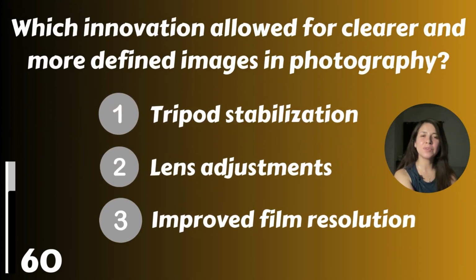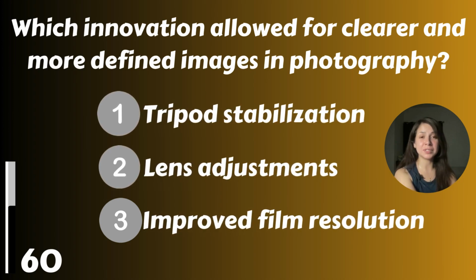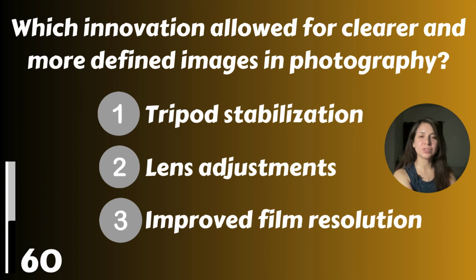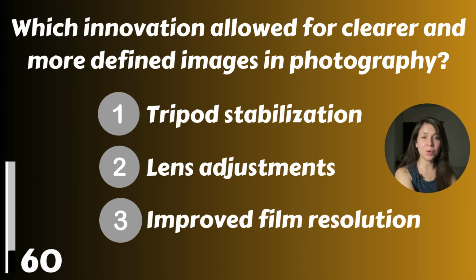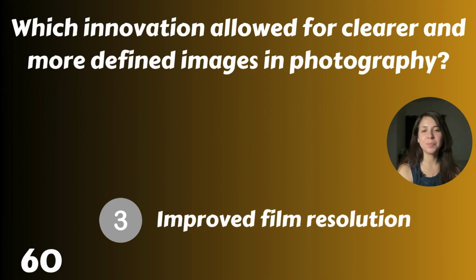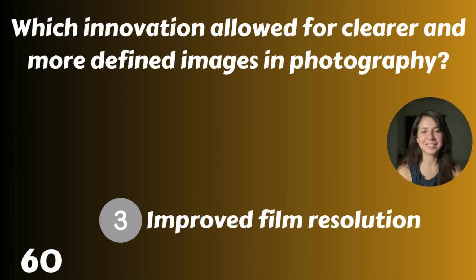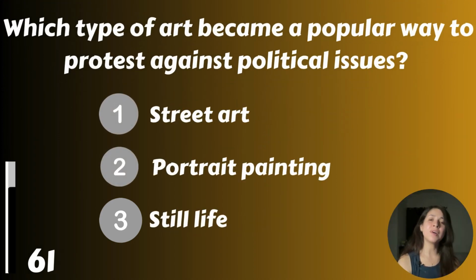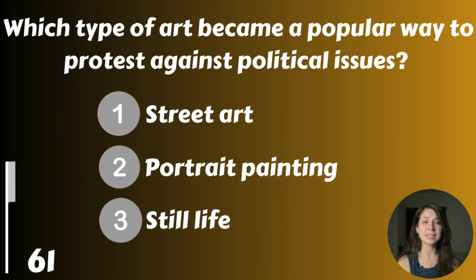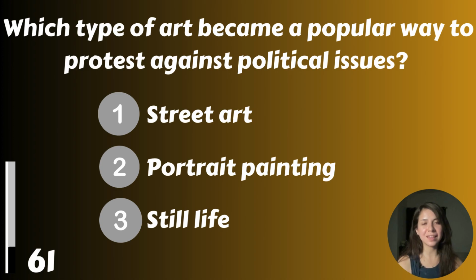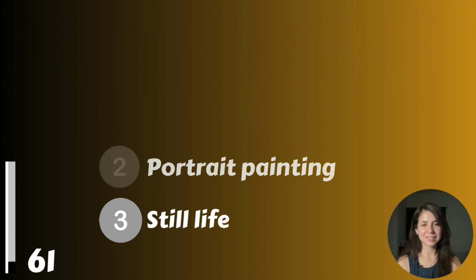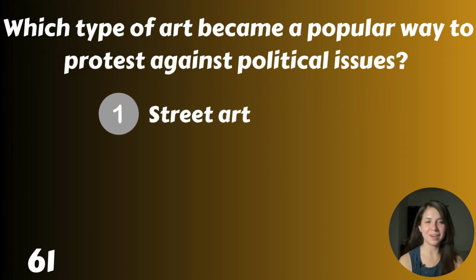Which innovation allowed for clearer and more defined images in photography? Tripod stabilization, lens adjustments, or improved film resolution? Improved film resolution. Which type of art became a popular way to protest against political issues? Street art, portrait painting, or still life? Street art.